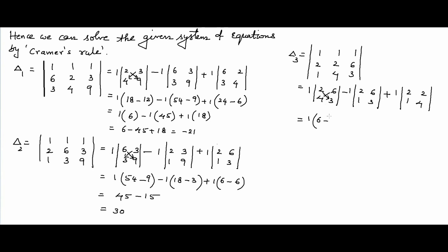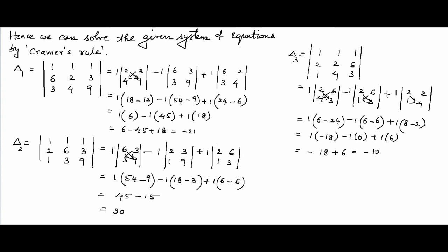2 into 3 is 6, minus 6 into 4 is 24, minus 1 into 2 into 3 is 6, minus 1 into 6 is 6, plus 1 into 2 into 4 is 8, minus 2 into 1 is 2. So 1 into minus 18, minus 1 into 6 minus 6, 0, 8 minus 2 is 6. So minus 18 plus 6, second term becomes 0. So minus 18 plus 6 is minus 12.